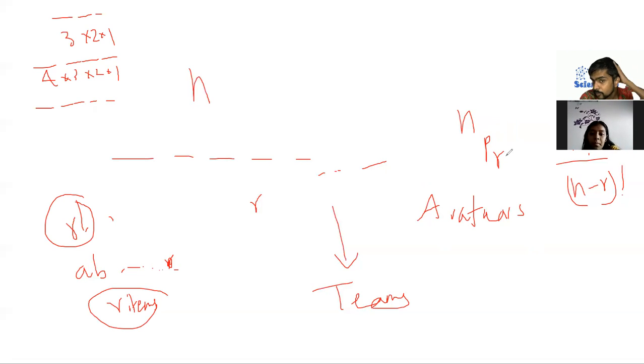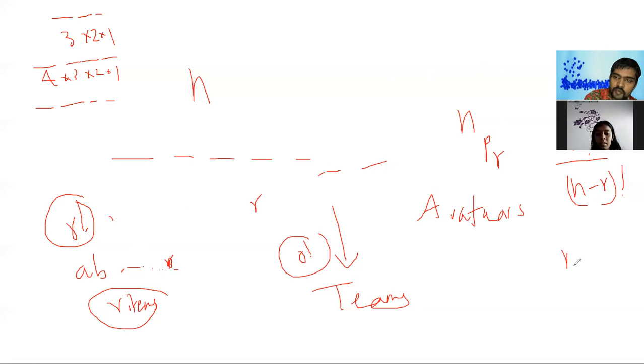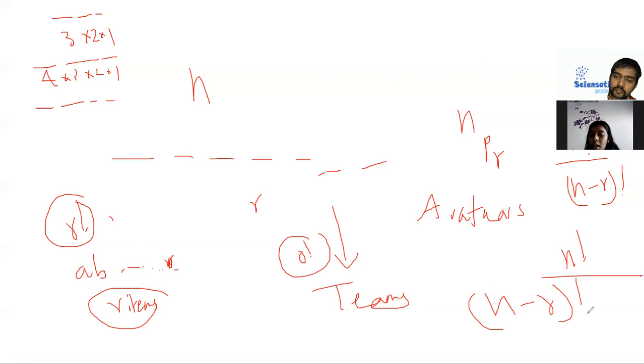It is just like NPR, but R is N. So it's just N factorial. 0 factorial is defined to be 1. It's like missing items are 0. Yes, sir. Missing items are 0, so you're getting N factorial by 0 factorial. So each team gets counted R factorial ways. So number of teams will be N factorial by N minus R factorial into R factorial.